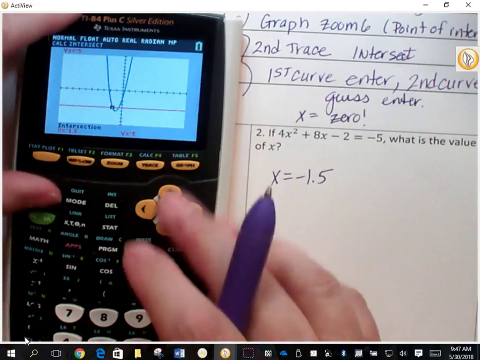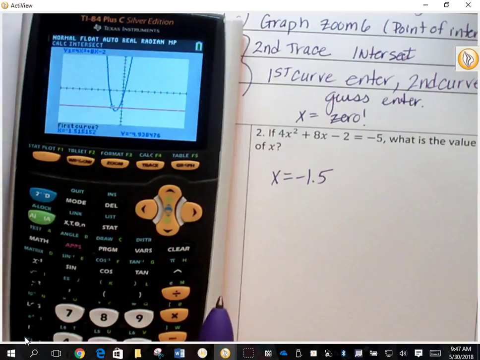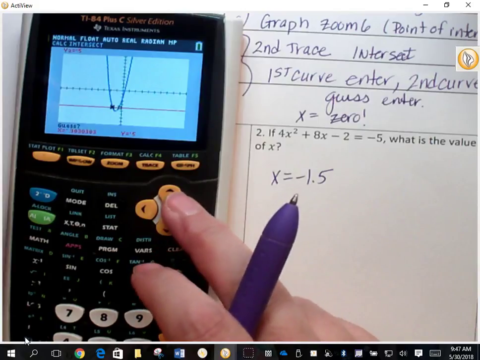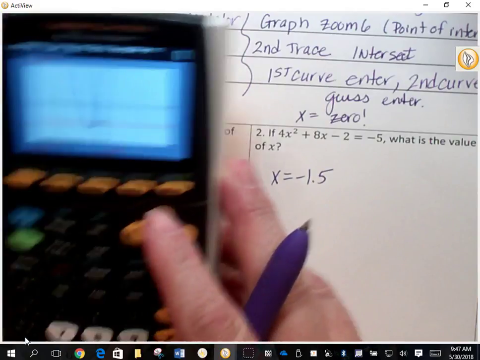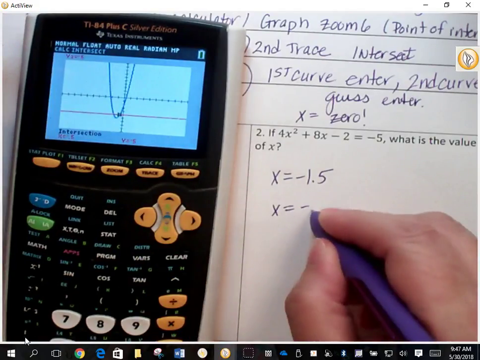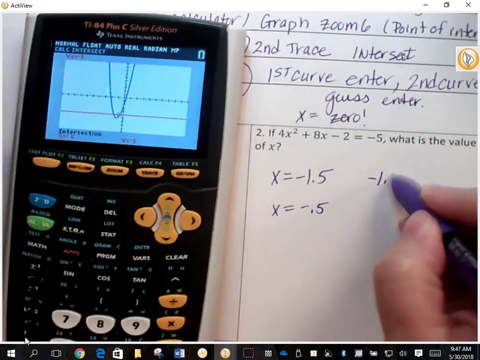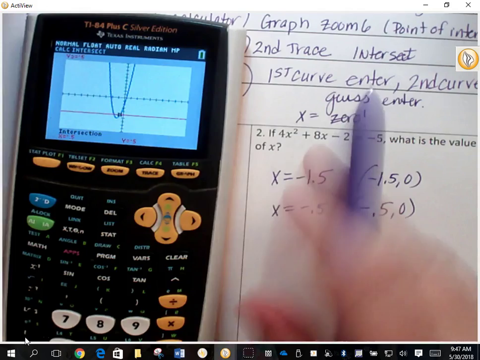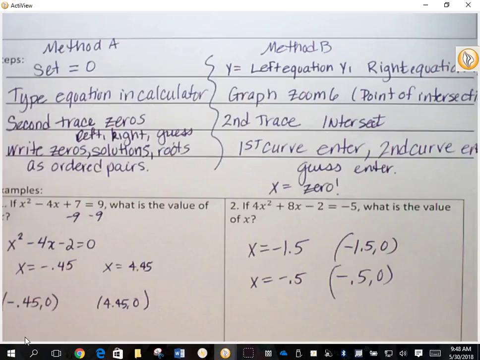Then I plug in to find the second one, second trace, number 5. First curve, second curve, and again I want to scooch over to find that intercept. And this time I've got x equals negative 0.5 for my 0. So my solutions are negative 1.50 and negative 0.50. And again, you could choose either method, but it's up to you whichever one you think is easiest. And it's really a matter of choice.